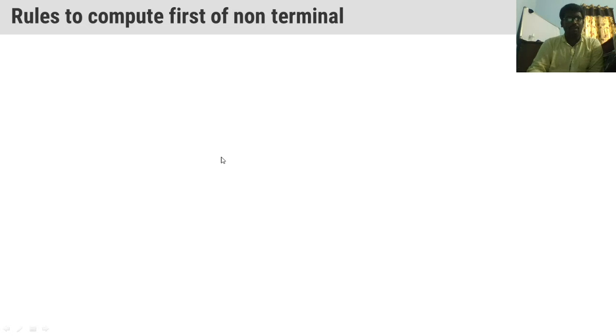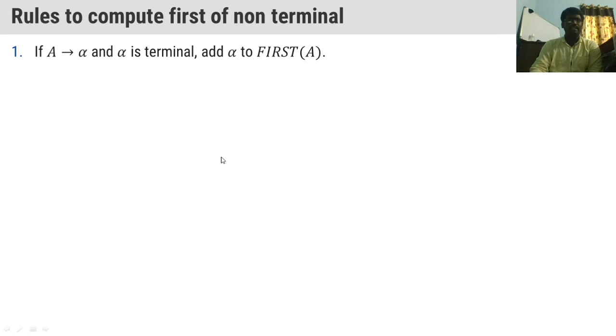Now there are some rules to compute the first sets of the non-terminals. As I told you, we are going to find the first sets and follow sets for the non-terminals, but there are some rules. Please look at the rules here. If A derives alpha and alpha is a terminal, then add alpha to the first of A. Look at rule number 1. If A derives alpha and alpha is a terminal, then we will add alpha to the first set.